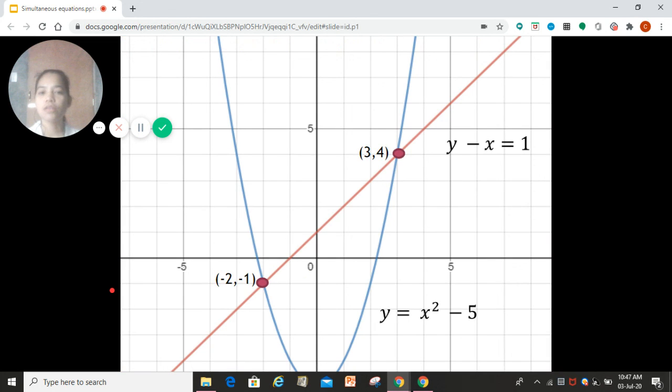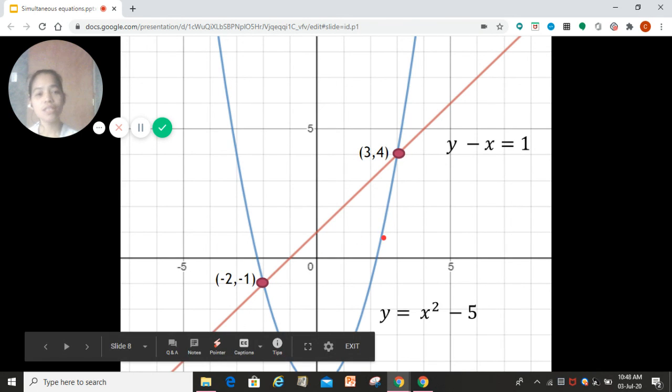And we check that on our graph. So we got there now the solutions for the simultaneous equations. You have the coordinates negative 2, negative 1, and then 3, 4. And that's how you solve simultaneous equations involving one linear and one nonlinear equation.